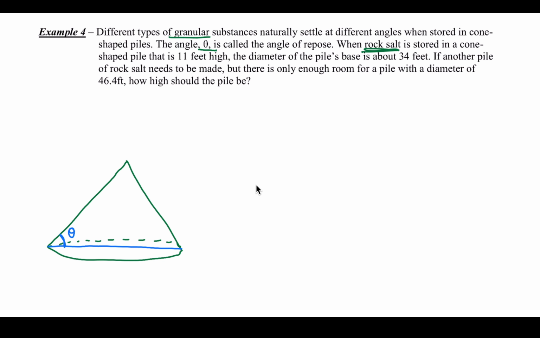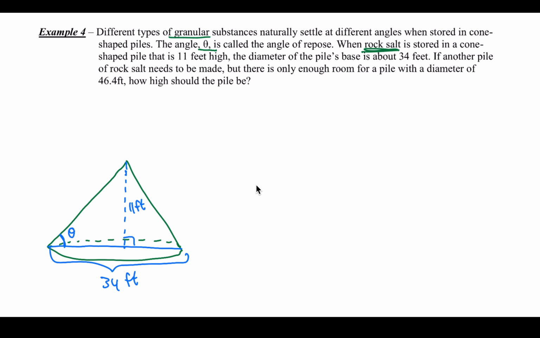So when the height from the top, perpendicular to the surface, the ground, is 11 feet, the diameter, in other words this blue distance here at the bottom, is 34 feet. And then it says, if another pile of rock salt needs to be made, there's only enough room for a pile with a diameter of 46.4 feet. How high should the pile be?